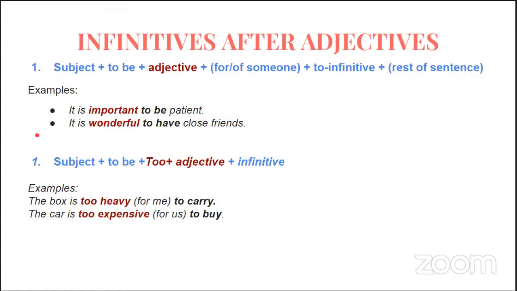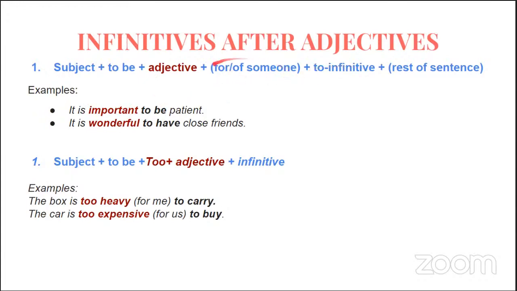Here we have two examples of this. Could you read them, please? It is important to be patient. It is wonderful to have close friends. Correct. As you see here, both of the examples are following the structure: subject, verb to be, adjective, and infinitive.